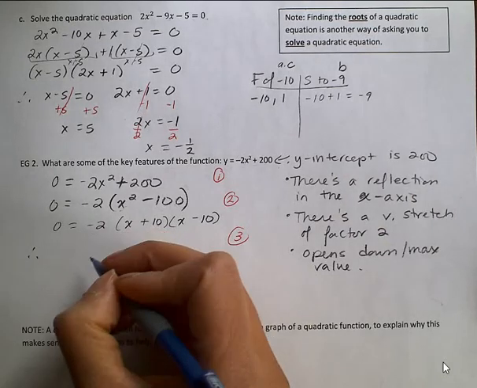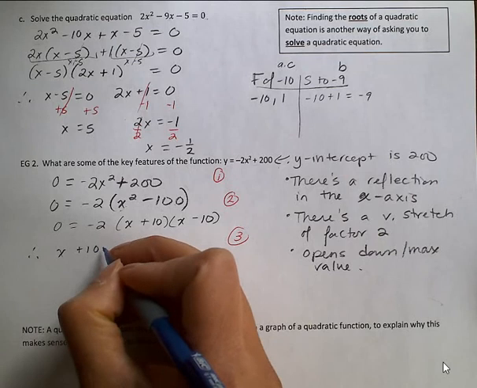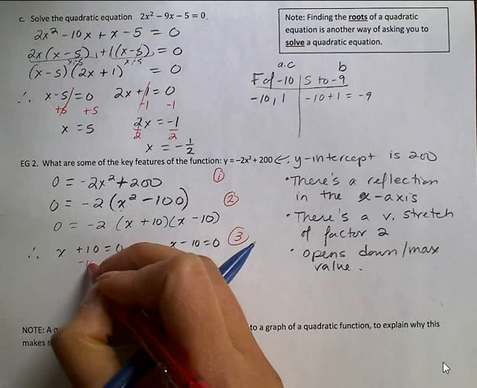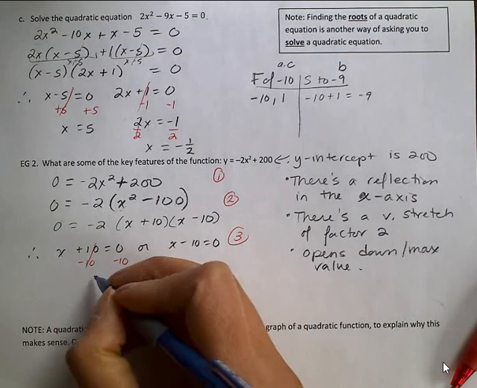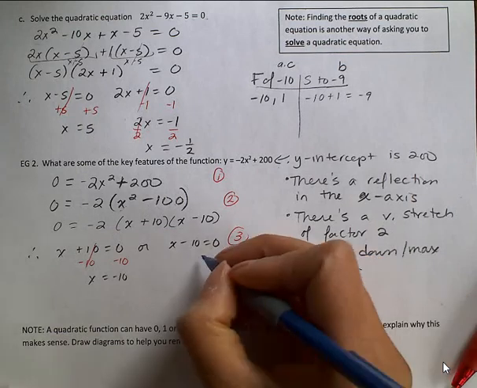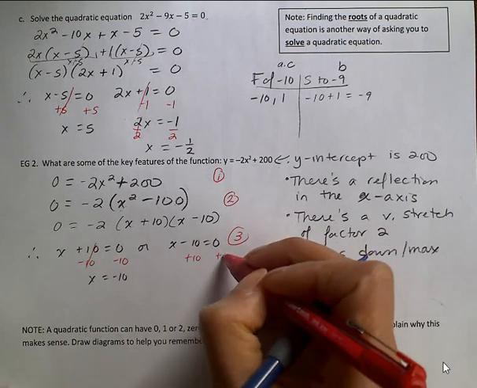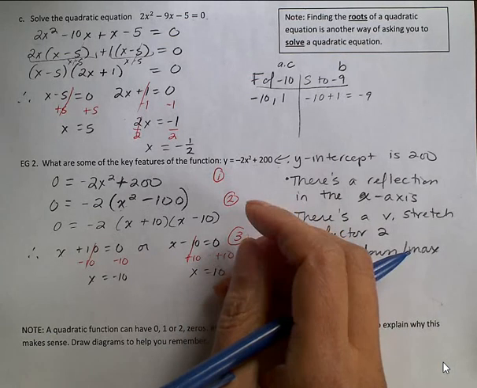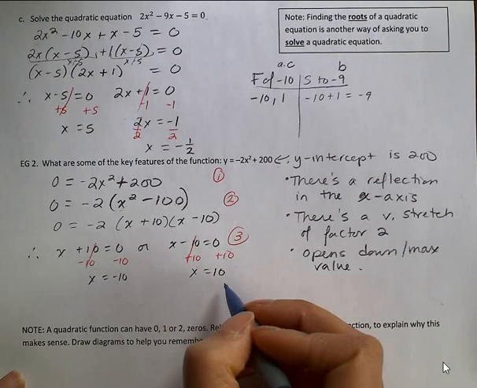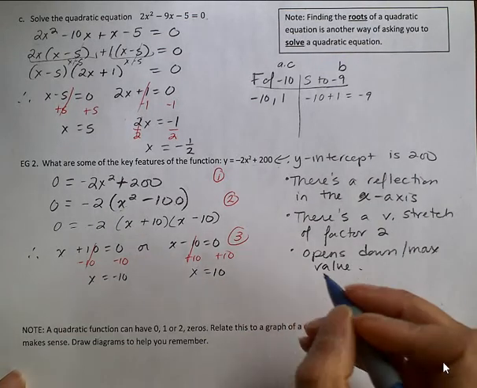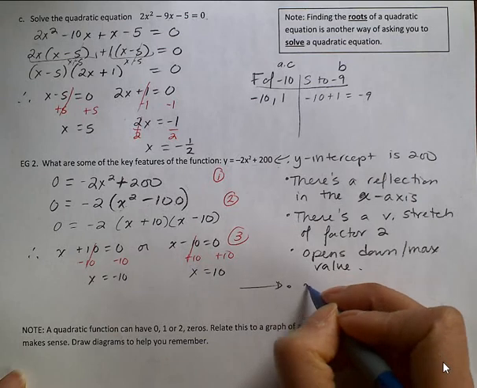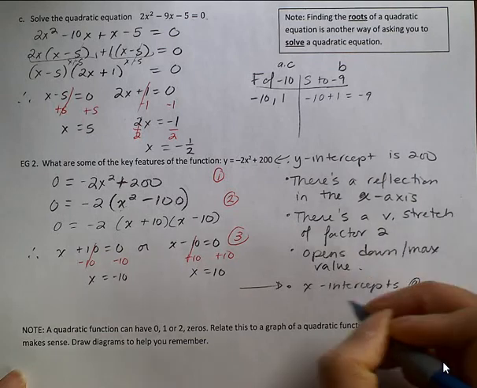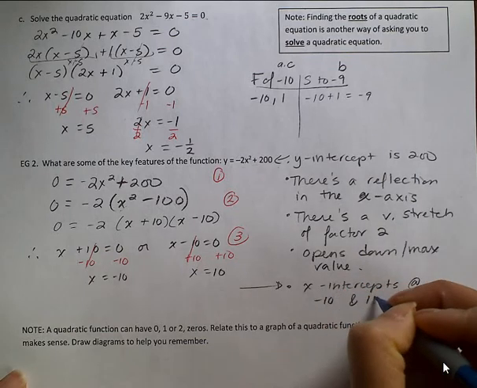So therefore, x plus 10 equals 0, or x minus 10 is equal to 0. And when I solve each of those, I get x equals -10, and I get x equals 10. Okay, so those are the x-intercepts. So the other thing that I know is that it has x-intercepts at -10 and 10.